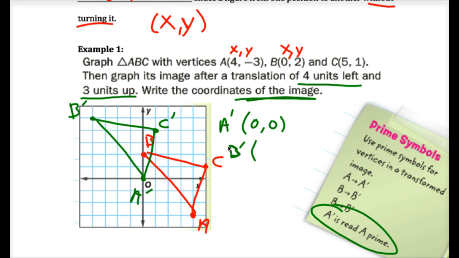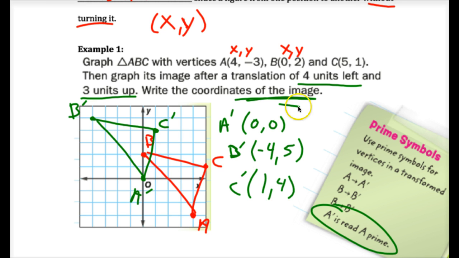Somebody give me B prime. What are the coordinates of B prime? 4, 5. No. Negative 4, 5. Negative 4, comma 5. Because X went negative, people. And then do C prime. 1, comma 4. Remember X, comma Y.